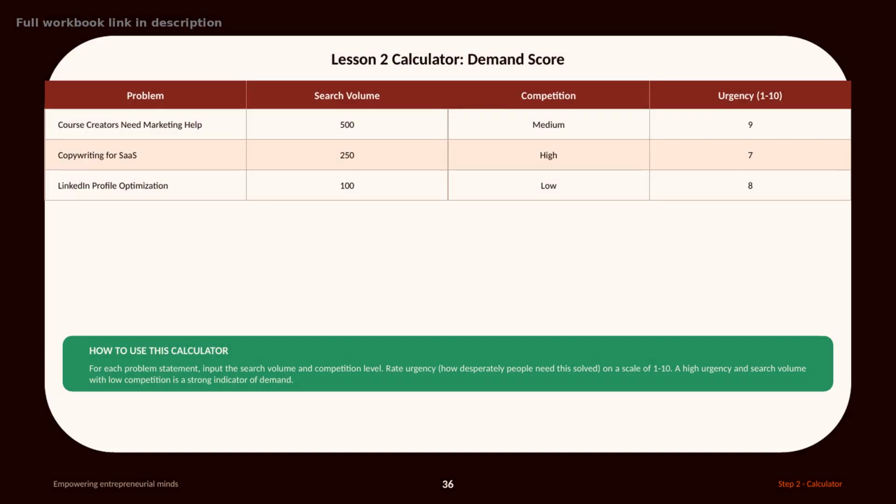Here's the demand score calculator. For each problem statement, log the search volume, the competition level, and rate the urgency, how desperately people need this solved, from 1 to 10. A problem with high urgency and solid search volume, but low competition is your strongest signal. That combination is what you're scanning for across every row.